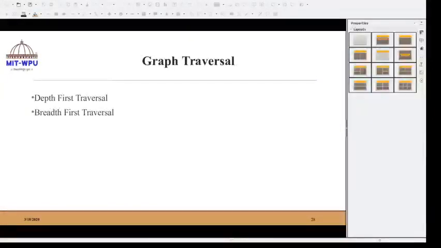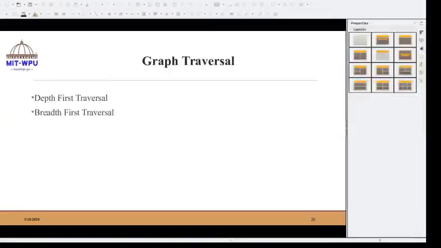Okay, hello students. In the previous session, we discussed the structure of the graph, the properties of the graph, and different definitions related to the graph structure. In this unit, we have also discussed graph representation tactics like adjacency matrix and adjacency list. So in this session, we are going to discuss graph traversal techniques.